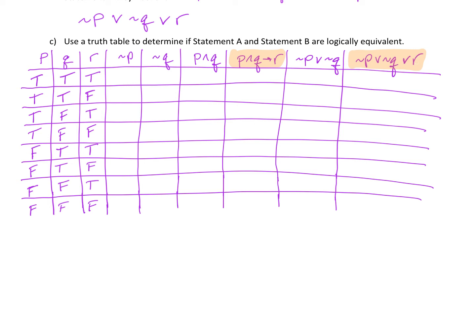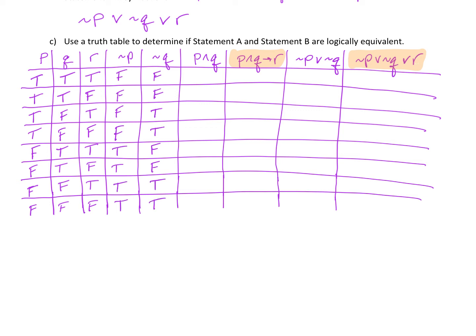So not P just changes the truth value of P. You want to look in the P column, and every time you see a true or false, write down the opposite. So we have false, false, false, false, true, true, true, true. And then not Q, that changes the truth value of Q. So I have false, false, true, true, false, false, true, true.